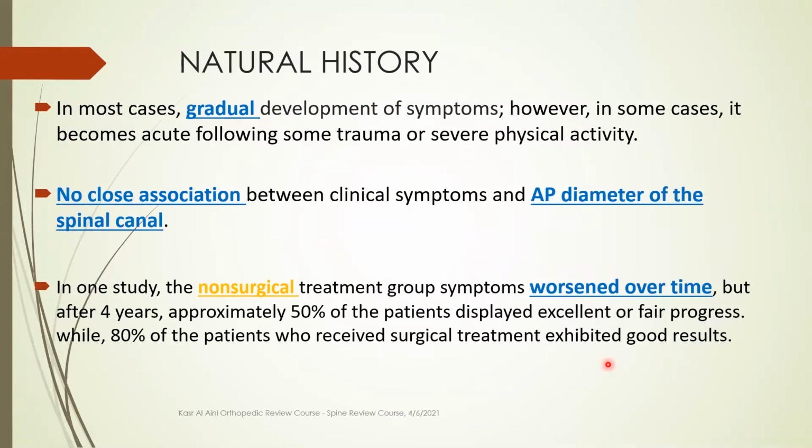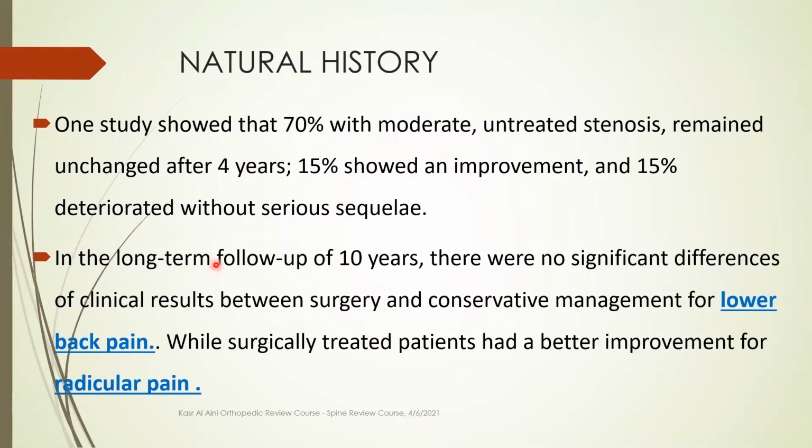Natural history. In most cases, symptoms develop gradually. Sometimes it occurs in acute form, like following trauma or physical activity. There is no close association between the anteroposterior diameter of the canal and the clinical symptoms. In one study, in the non-surgical treatment group, symptoms worsened over time, but at 4 years, 50% of patients had good results, while 80% of surgically treated patients had good results. One study showed that in moderate untreated stenosis, 70% remained the same, 15% deteriorated, and 15% improved.